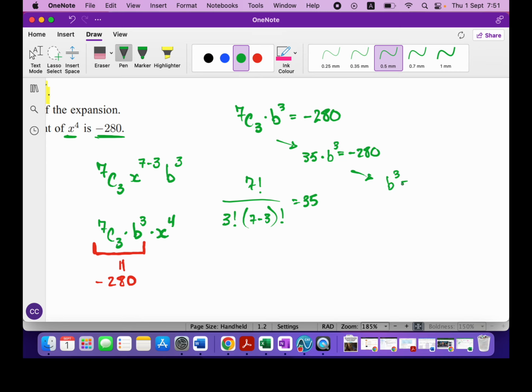So b cubed has got to be negative 280 divided by 35. And I could figure that out, but I'm just going to keep algebraing my way out of this until I get to something that I can just slam into my calculator and solve. And that's where I'm at right now.